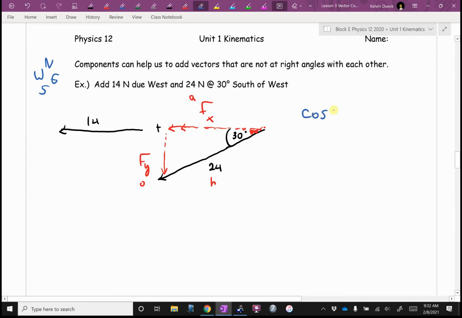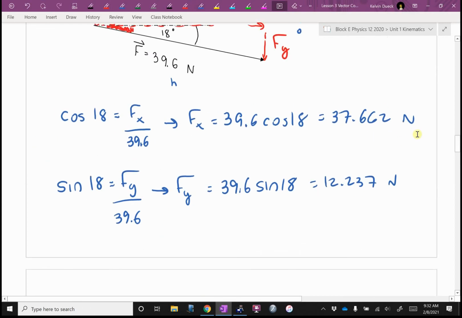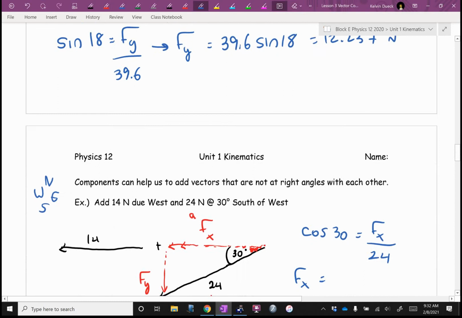Cos 30 equals Fx over 24. So Fx is going to be 24 cos 30. Are you capable of going to your calculator without writing that down? If you write that down, you know you're going to multiply by 24. You can skip writing out this little step if you want, Kyle. I'm fine with that. Okay?